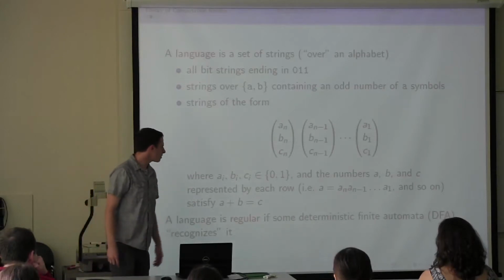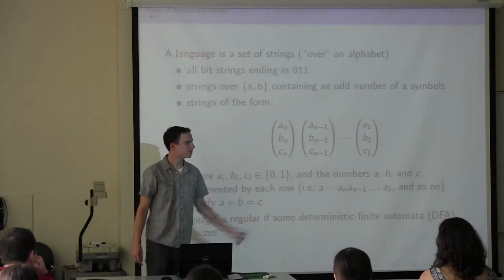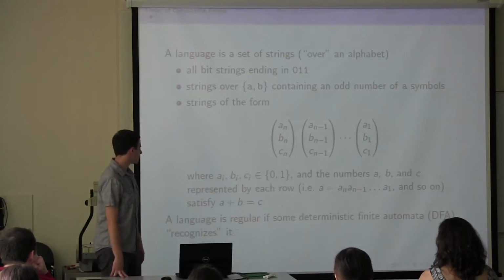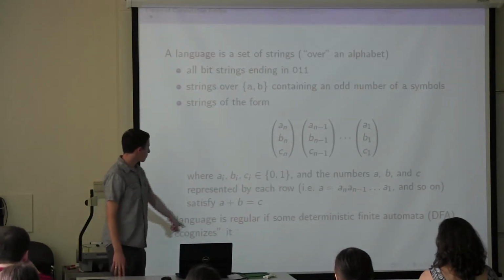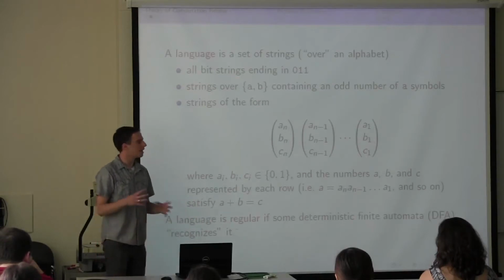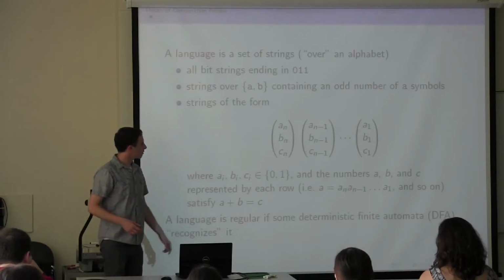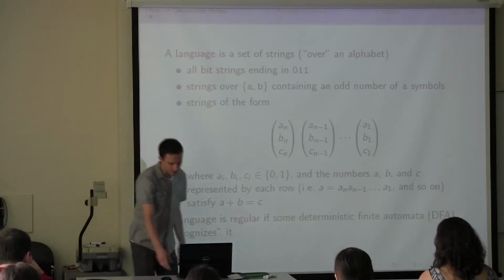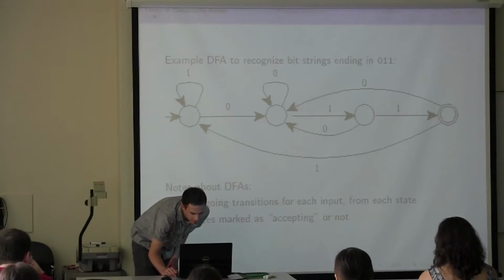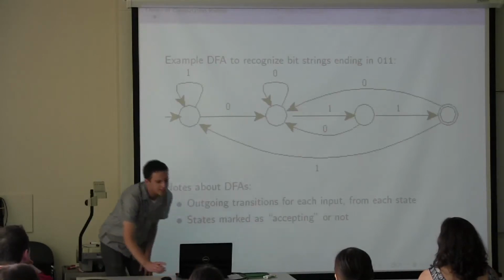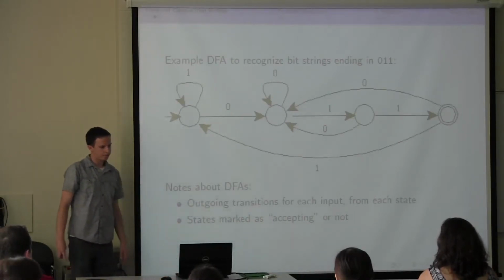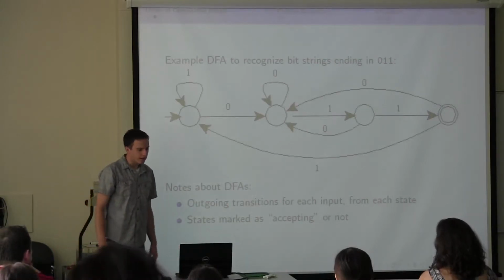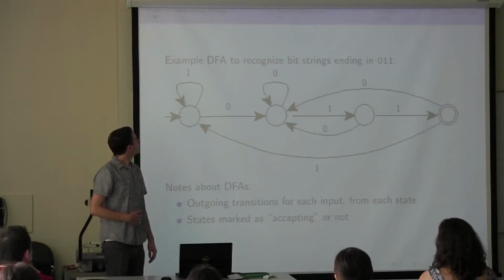So to start talking about deterministic finite automata, which gets at the heart of the project, I want to introduce the concept of a regular language, which is a language like this for which some DFA recognizes it. So let's talk about DFAs. I've included an example DFA that recognizes bit strings, strings of the binary alphabet, that end in 0, 1, 1.